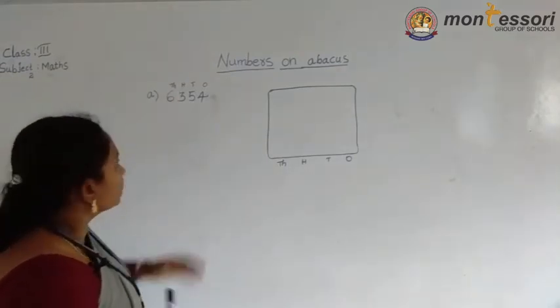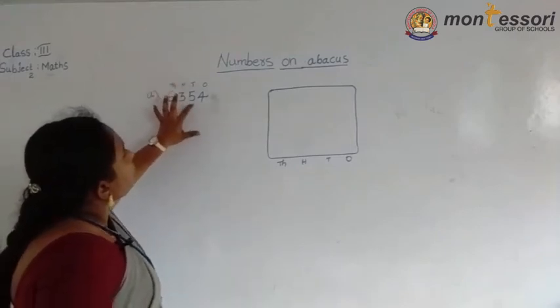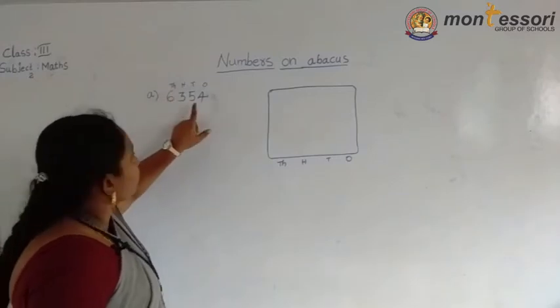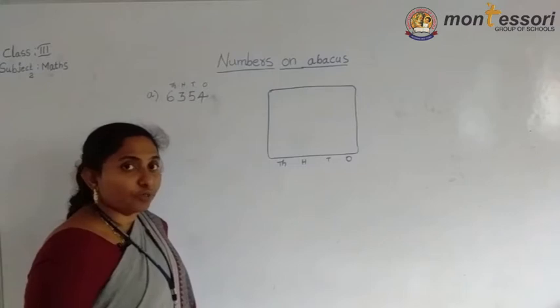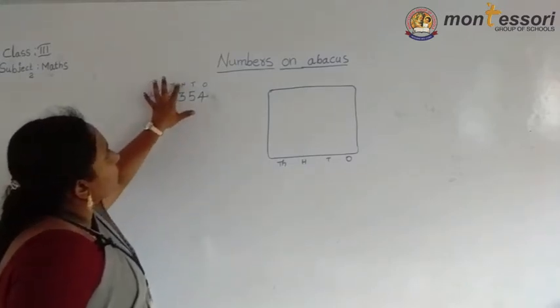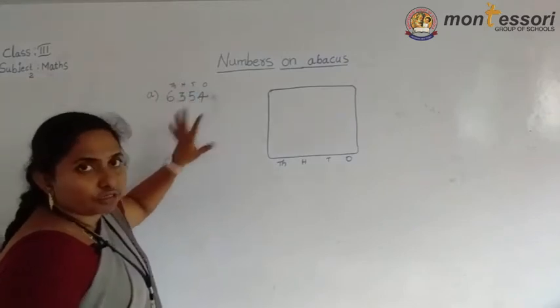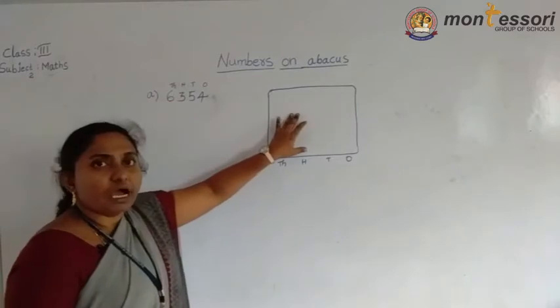How do we read this number? 6354. Don't read it as 5 tens, 4 ones. Understood all of you? How do we read this number? 6354. Now this is the number, and I will show it on the abacus.